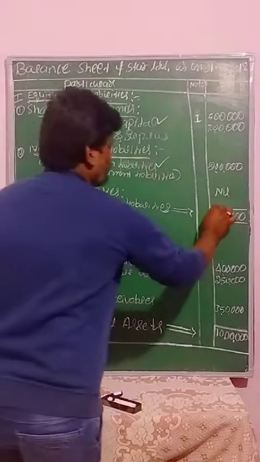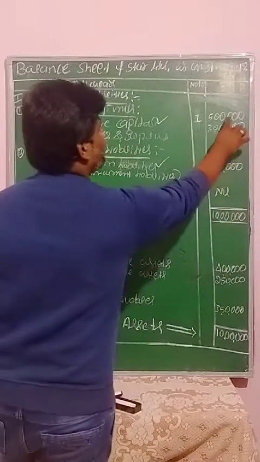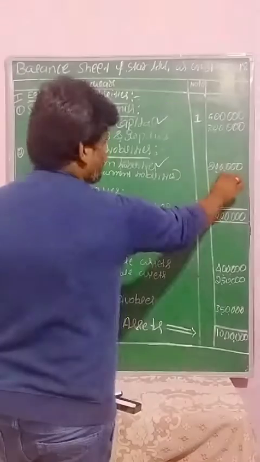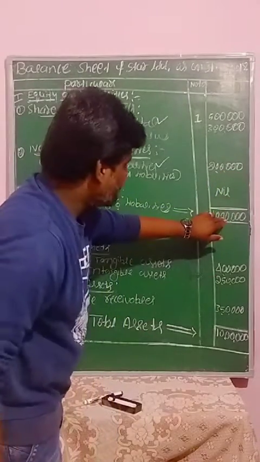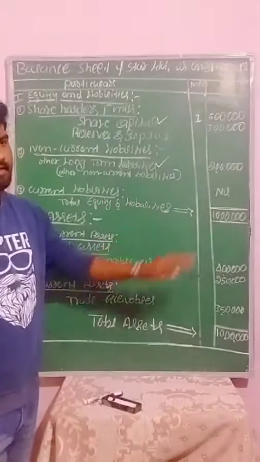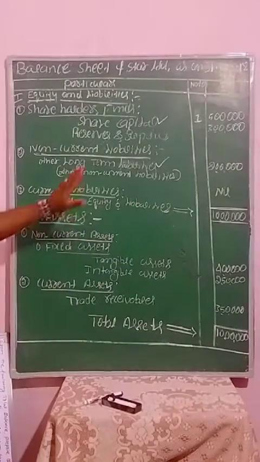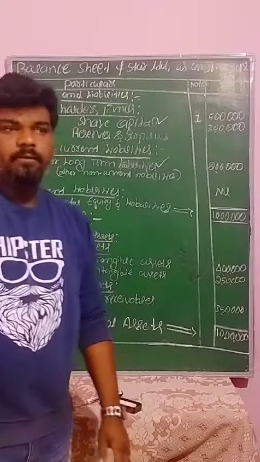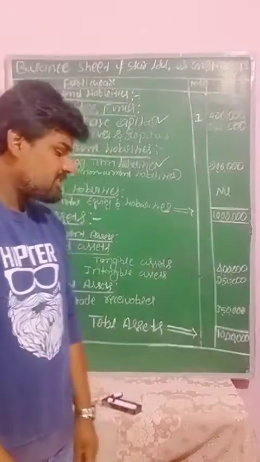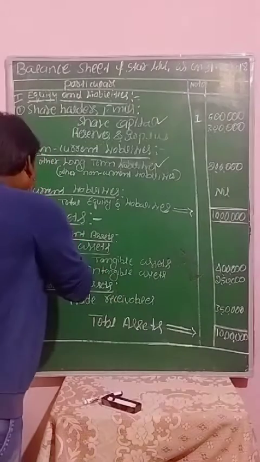So, here the total balance: 5 lakhs plus 3 lakhs, 8 lakhs rupees. Again 2 lakhs, 8 plus 2, 10 lakhs. These 10 lakh rupees we can call the total equity and liabilities. So as per the balance sheet, now we have completed one step. The next step is related to assets.